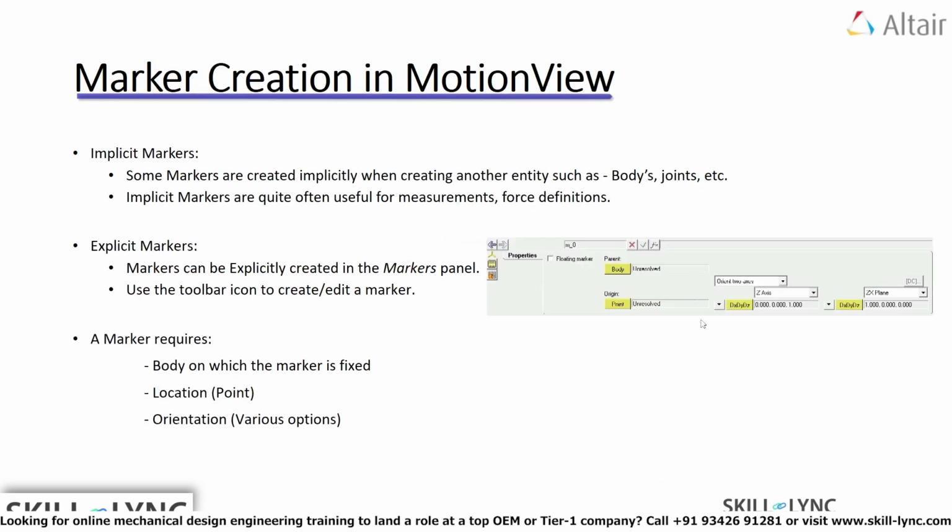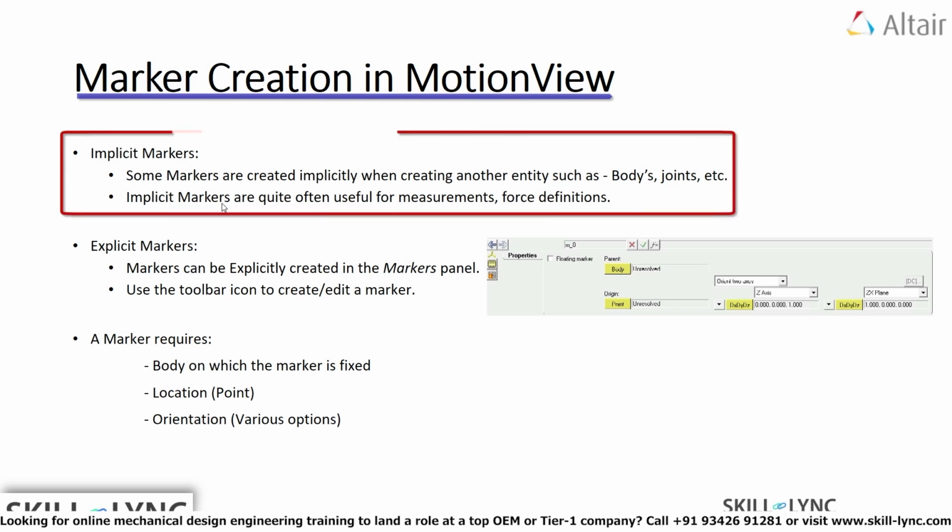Now coming to the creation of markers in MotionView. Markers can be divided into two types: the implicit markers and the explicit markers. Implicit markers: some markers are created implicitly when creating another entity, such as bodies, joints, etc. They get created automatically. Implicit markers are quite useful for the measurements and the force definitions.